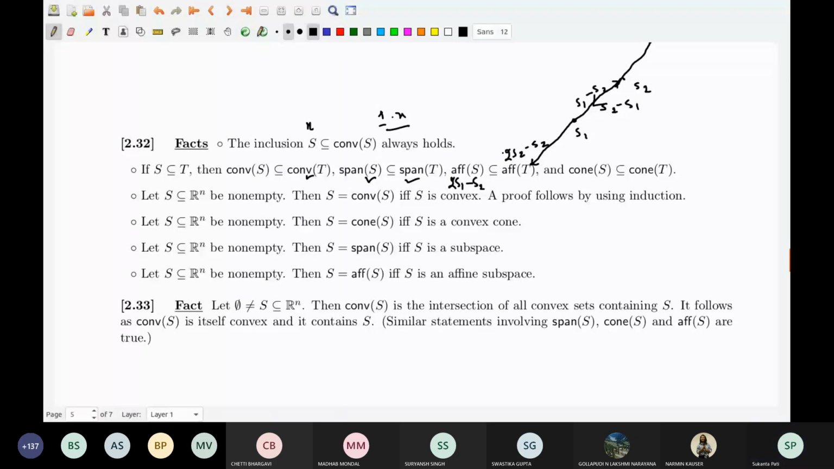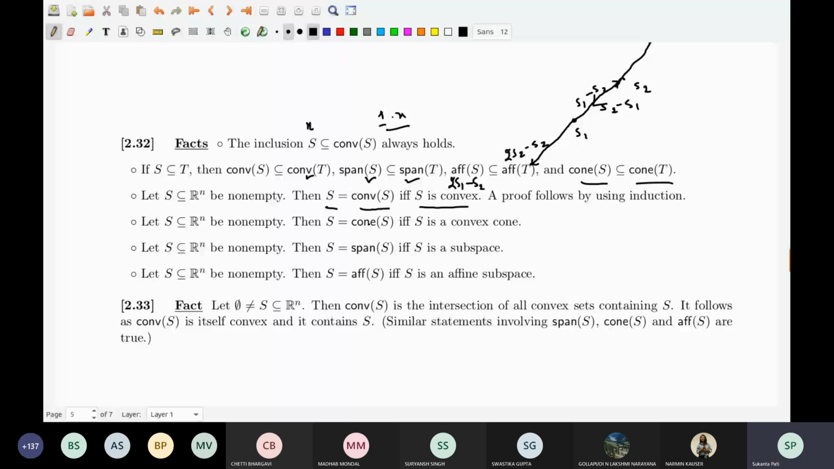Suppose that S is a non-empty subset of Rn. Cone S is also a subset of cone T, that's the same thing. Suppose that S is non-empty, then S is equal to the convex hull of S if and only if S is convex. Well, if S is convex, then the convex hull will be itself.